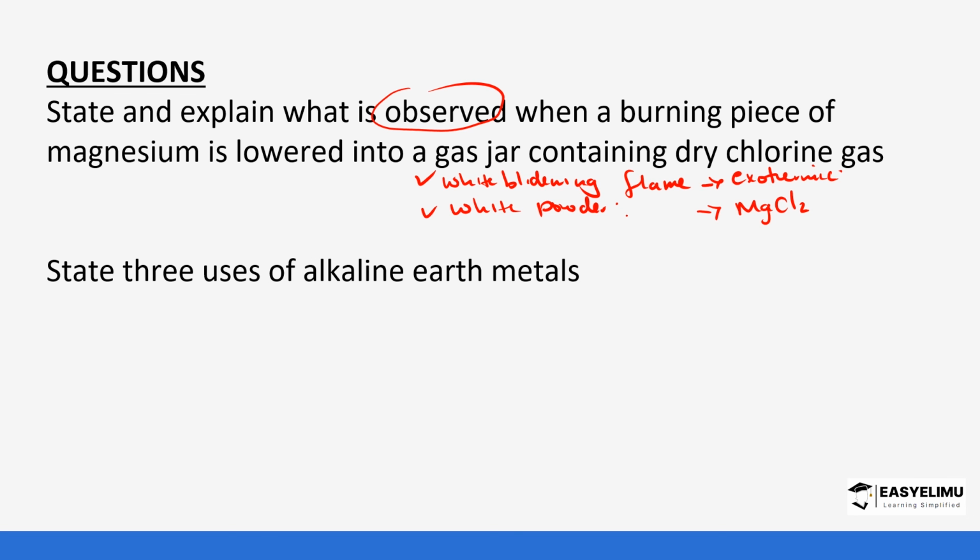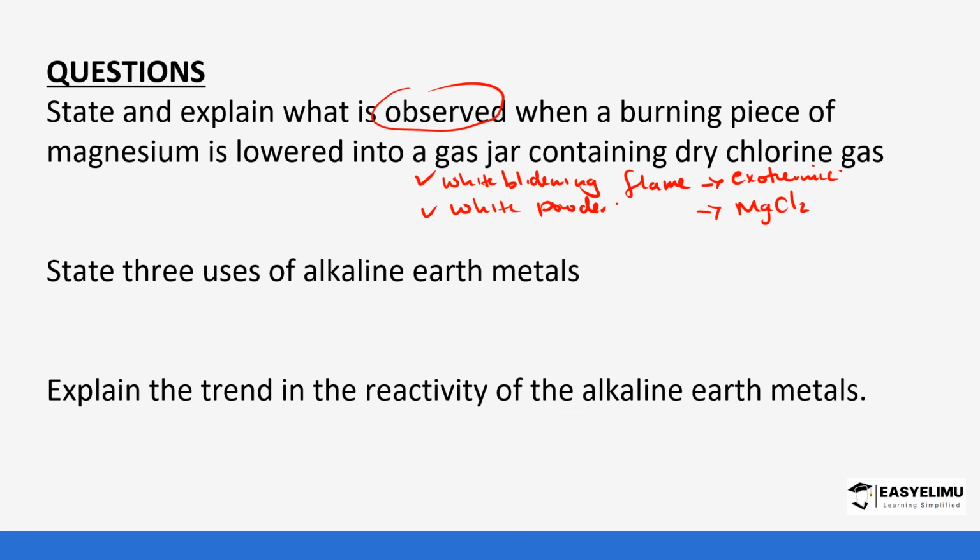Step 3, uses of alkaline earth metal. We have just discussed that. Make sure you go and check. Make sure you get at least 3 uses that can come in the exam. But as you get to Form 4, you notice that the uses decrease. You'll be required to know at least 2 uses for you to be well prepared for the final exam.